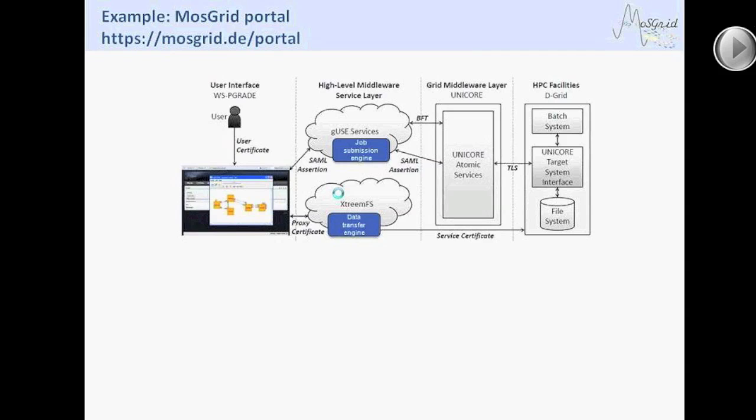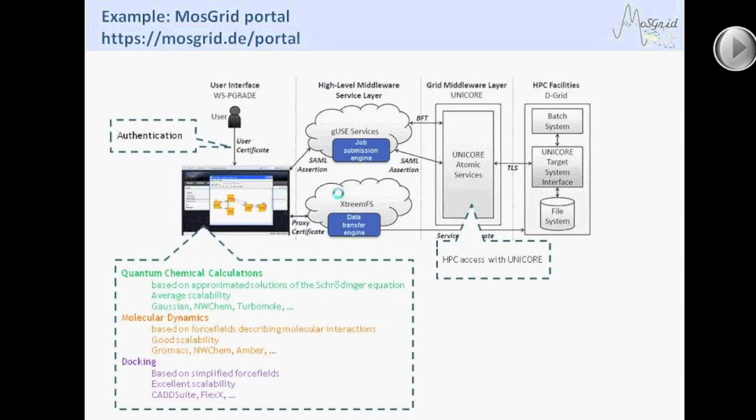Just to show two examples for this structure. The first is the molecular simulation grid portal provided by the MOSGrid project in Germany. This is a portal that provides access to HPC resources through the Unicore system. So on the right side, you can see the HPC supercomputing resources. Unicore services are making these accessible. And this portal is built with the gUSE WS-PGRADE technology, using gUSE as a job submission engine and WS-PGRADE as the presentation layer. Plus, it also incorporates a data transfer engine from the XtreemFS file system solution. The users can log in to the portal and with certificates can authenticate themselves.